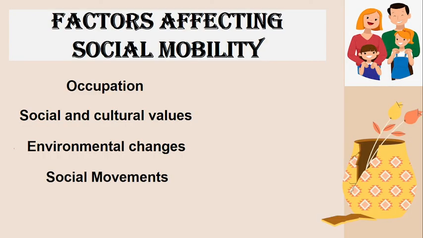Here are some factors that affect social mobility. The first one is occupation. Occupation is a major source of intergenerational mobility at the current time, if we talk about the present time in Pakistan. Then social and cultural values: society as a whole may have liberal or conservative values that hamper social mobility. Then we have environmental changes. Environmental changes may provide for both upward and downward mobility. Natural disasters and sudden climate changes lead to downward mobility, affecting agriculture and allied industries in developing countries.